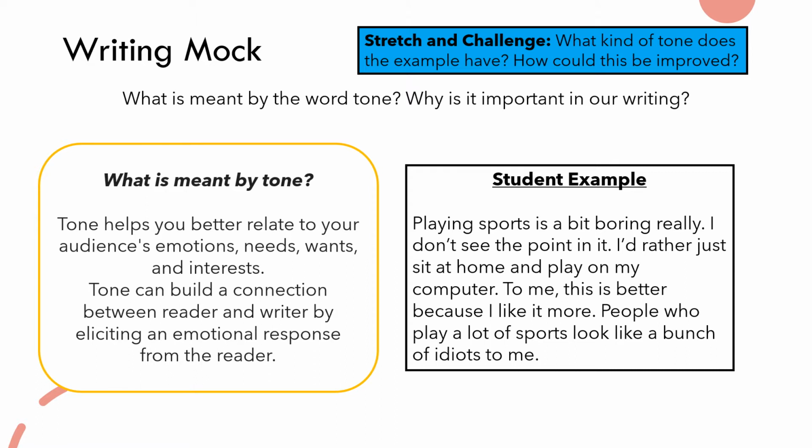So what the student is trying to say is that they simply do not like sport. However, they haven't really conveyed what it is they don't like about it. They've said they'd rather be playing on their computer, but even with this, they haven't really explained why they prefer that. It just says, to me, this is better because I like it more. You've got to think about why. If you're writing about something, if you're trying to tell me that you're passionate about something, I've got to feel that passion, I've got to feel that energy in your writing. And this example just falls short of the mark.